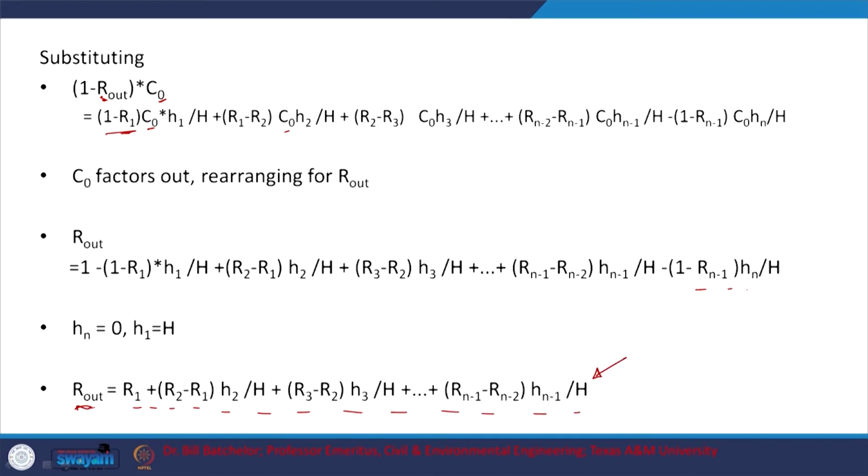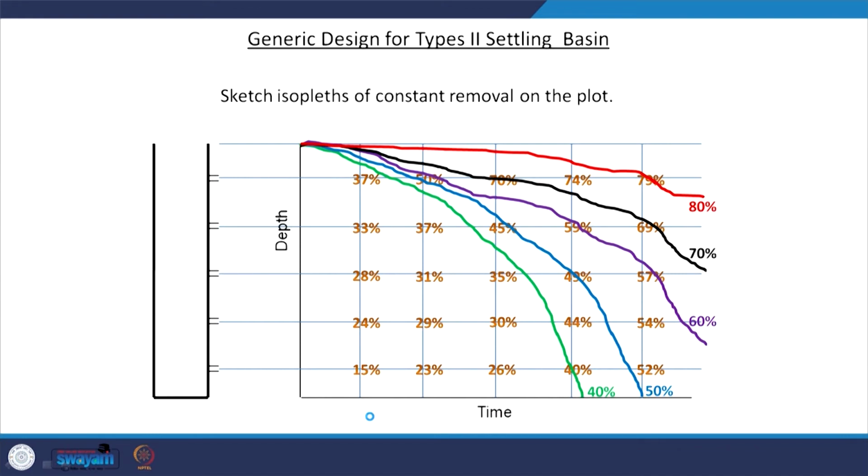Let's say the R out will be this R1. Let me see where the equation is: R2 minus R1 into H2 by H, R3 minus R2 into H3 by H, and so on. So for example, here we will have this curve. After getting this data, we will have this curve. By interpolation, you can see that this curve will represent the 40% removal. This curve will represent the 50% removal.